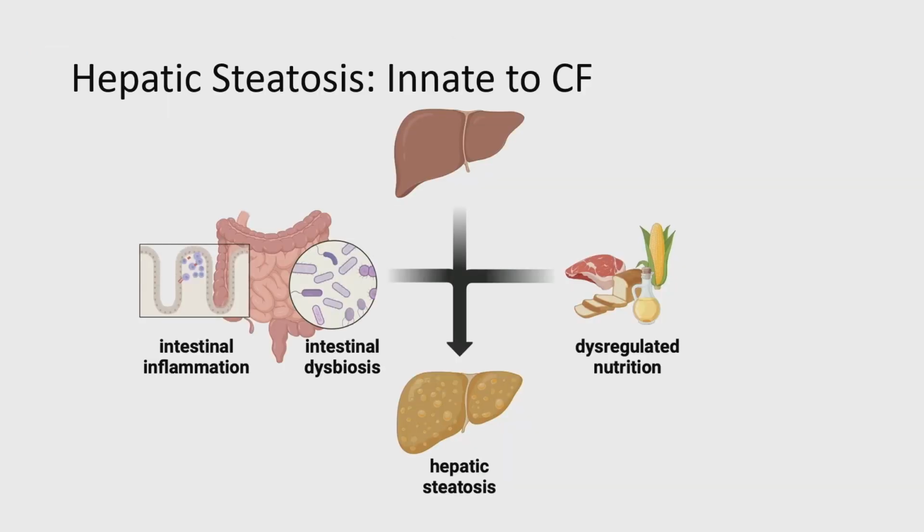So how do we get steatosis as part of being innate to cystic fibrosis? We believe now it is a combination of dysregulated nutrition, and it's likely due to intestinal inflammation and alteration in the intestinal microbiome. So you have intestinal dysbiosis. The combination of these leads to hepatic steatosis.